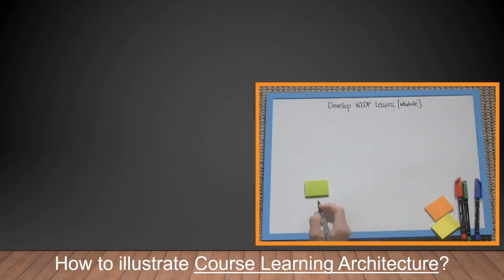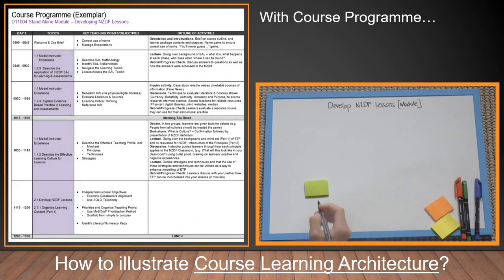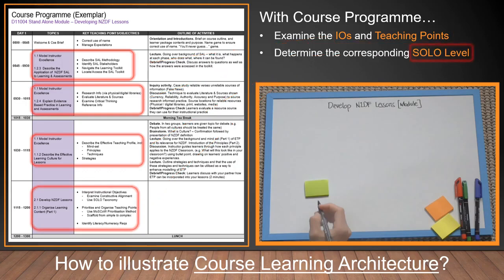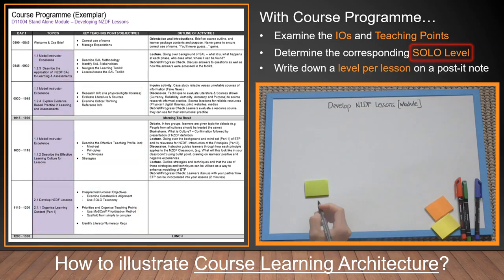So then, how do you illustrate or construct the course learning architecture? It starts with the course program, examining the IOs and teaching points, then determining the corresponding SOLO level of the intended outcome for each lesson. It helps to write each of these down on a Post-it note, like so.